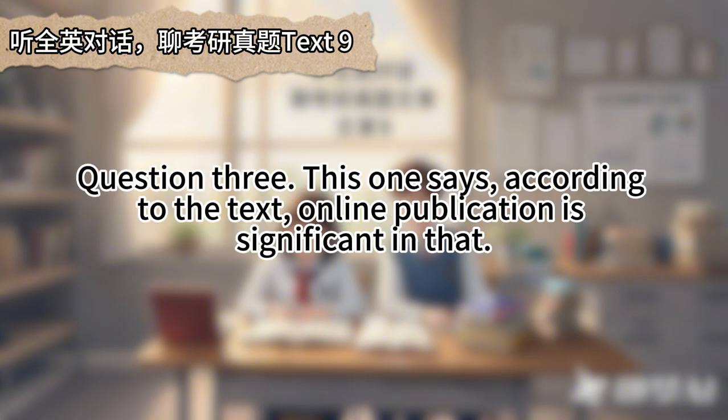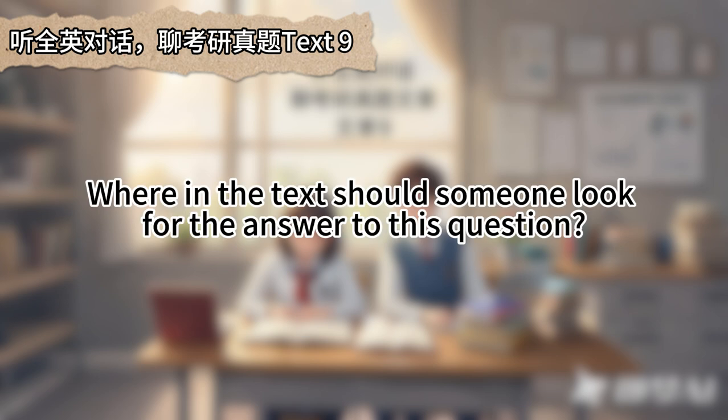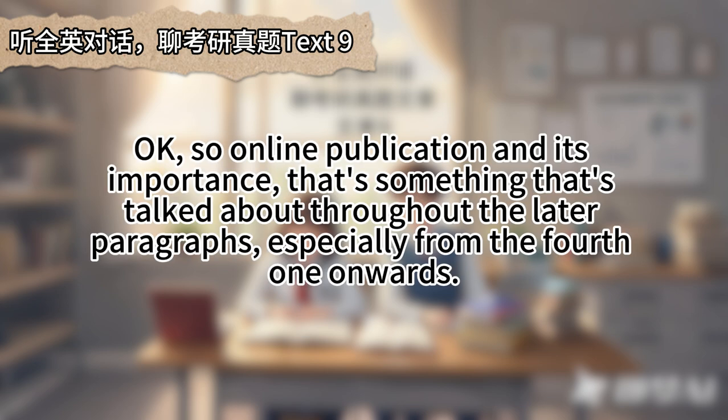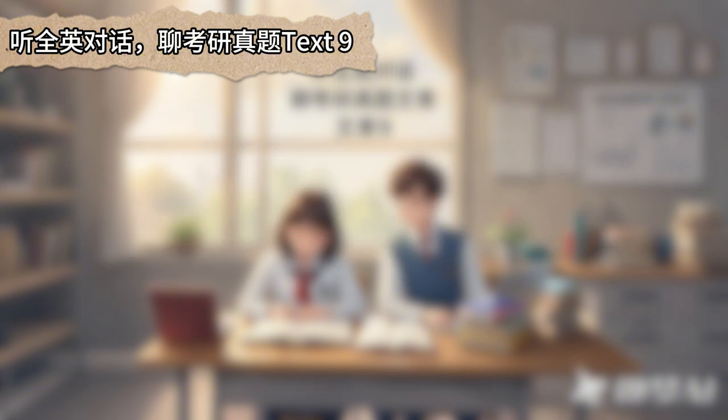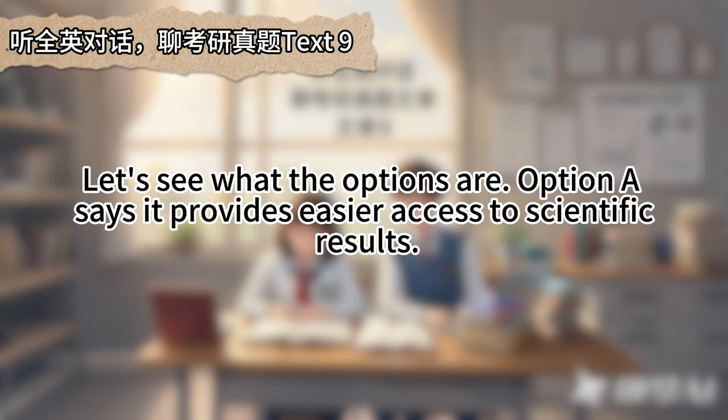All right, on to question 3. This one says, according to the text, online publication is significant in that. Where in the text should someone look for the answer to this question? Okay, so online publication and its importance, that's something that's talked about throughout the later paragraphs, especially from the fourth one onwards. So we need to look at that whole section where it describes the different models. Exactly. Let's see what the options are.